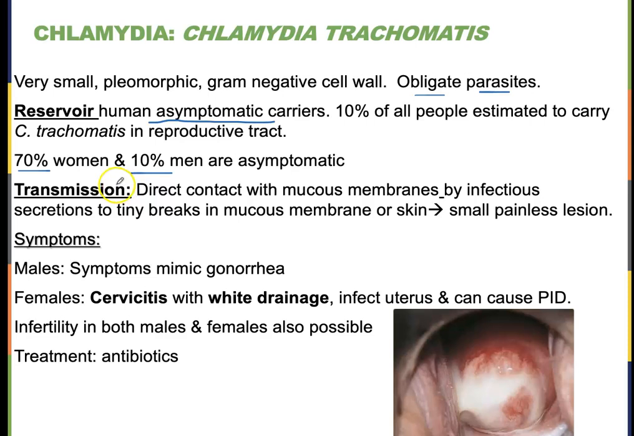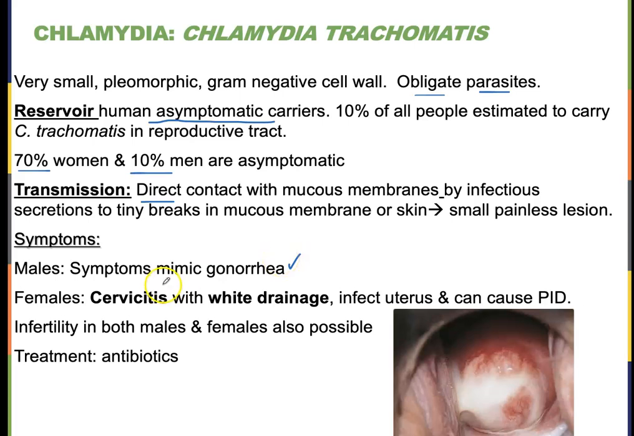So we talked about transmission. It has to be direct contact, and in fact, breaks in the mucous membrane or skin are going to be required because it needs to get into the cells, and it does produce small painless lesions. So symptoms, as you can see here, it does mimic gonorrhea in men. So it's going to have urethritis and maybe some discharge coming from the urethra.